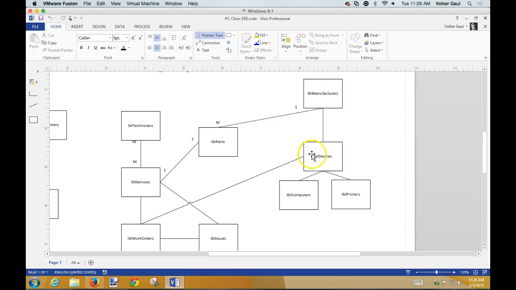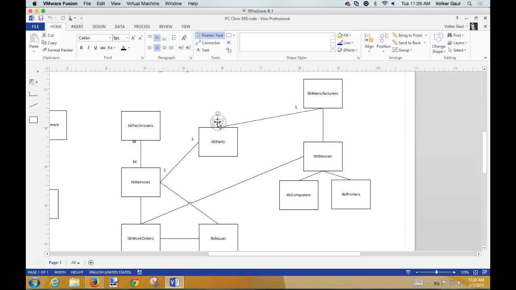One manufacturer, remember devices or computers or printers, one manufacturer can provide how many devices? Or create how many devices? Many. Ben says many, I agree.